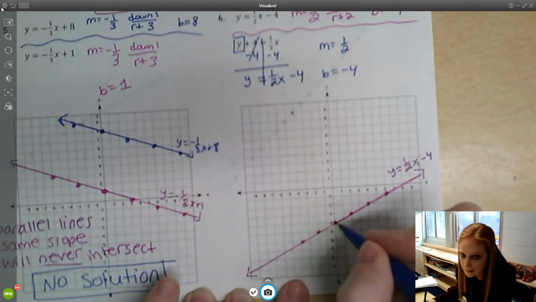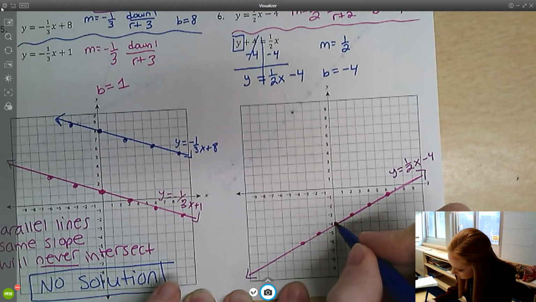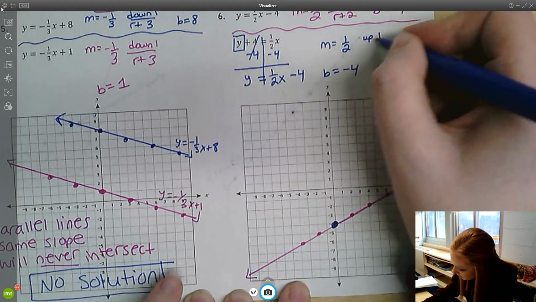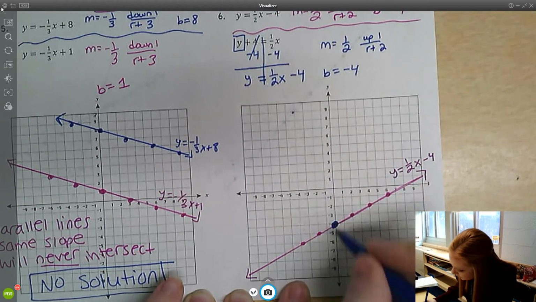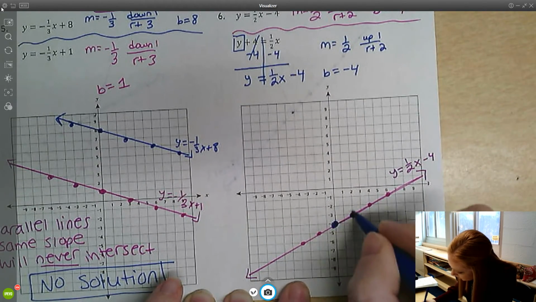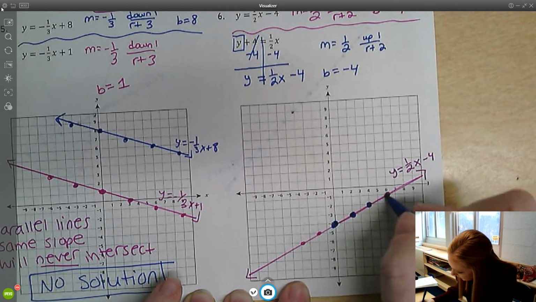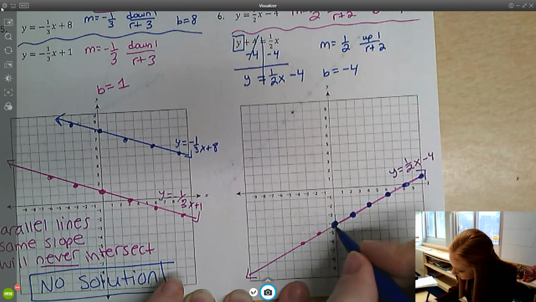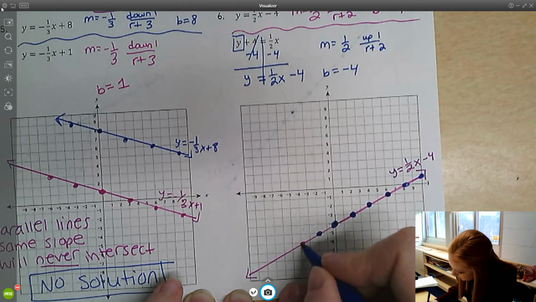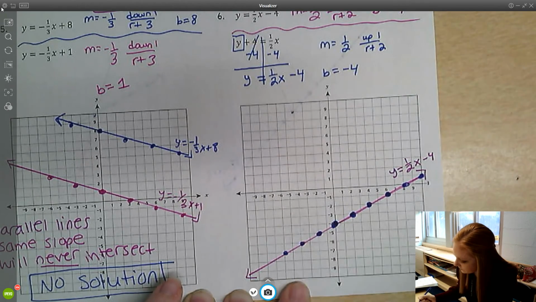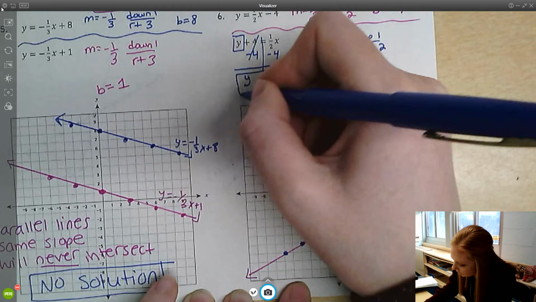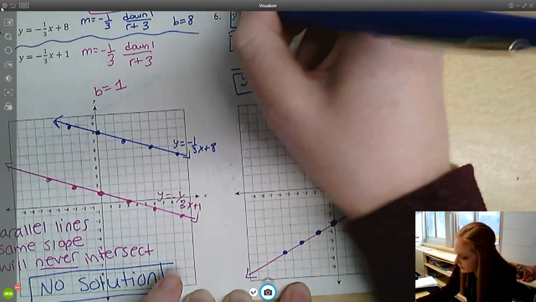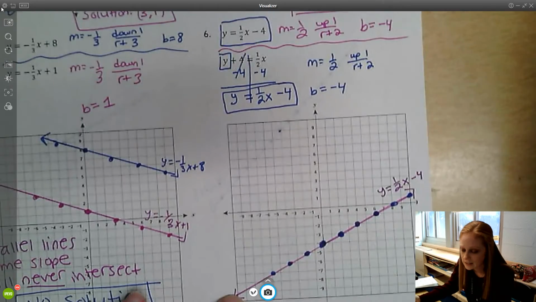So we're going to begin at negative 4, just like the other one, and then we're going to move up 1, right 2. Up 1, right 2. Oh my goodness, look what's happening. I'm getting the exact same points as last time. Down 1, left 2. Look at this line, y equals 1/2 x minus 4. They're the same exact line.